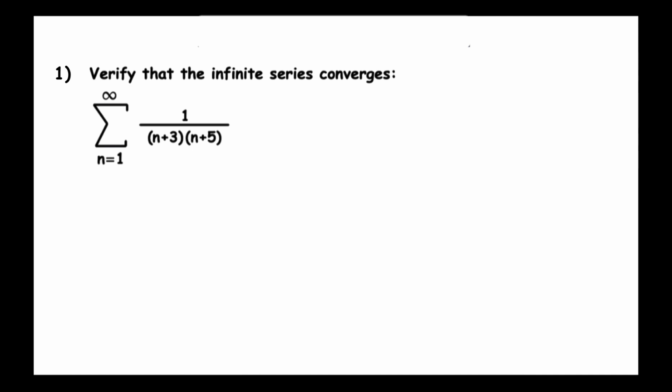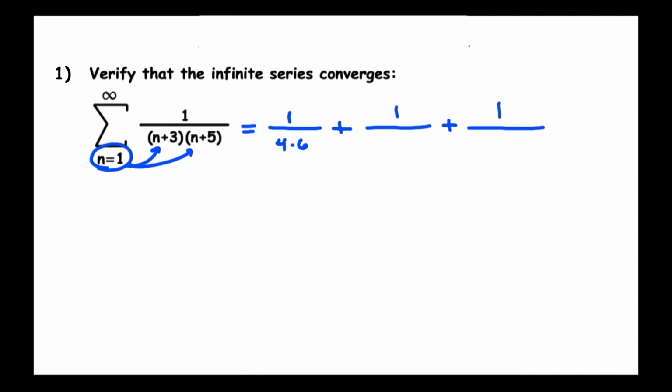You may or may not want to write this part down, the part that I'm doing in blue. If I plug a 1 into both of these, it'll be 1 over 4 times 6, plus, because remember, sigma is sum. These are all going to have 1s on the top. Again, I don't have to write this blue stuff. I'm just doing it as a teachable moment. If n becomes 2 and you plug a 2 in, it'll be 5 times 7.